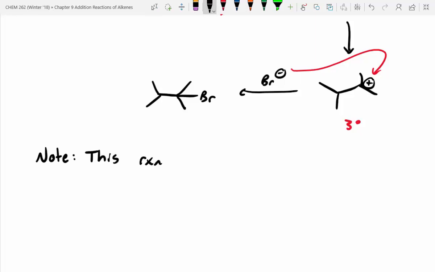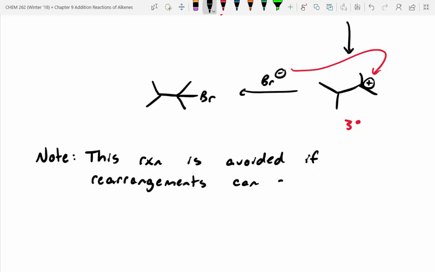This reaction is avoided if rearrangements can occur.